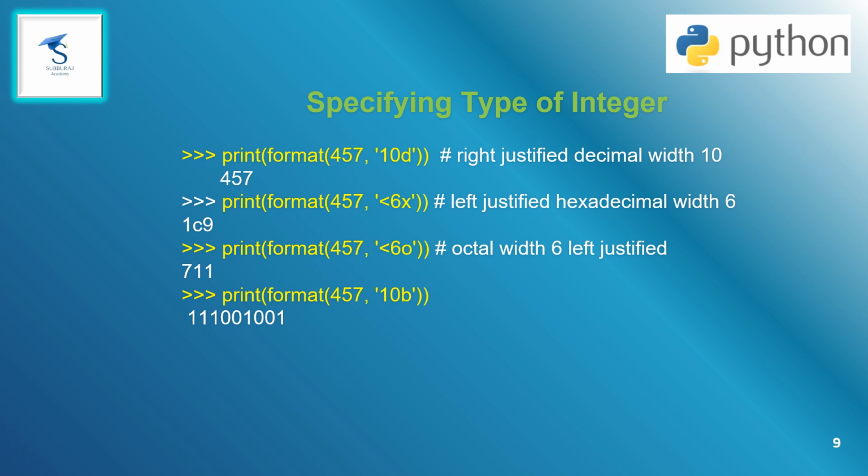You can also print binary. That's what the last statement does. Print format 457 10b means 10 digits in binary, and it is right justified because there is no less than sign. So you see the answer 1111001.